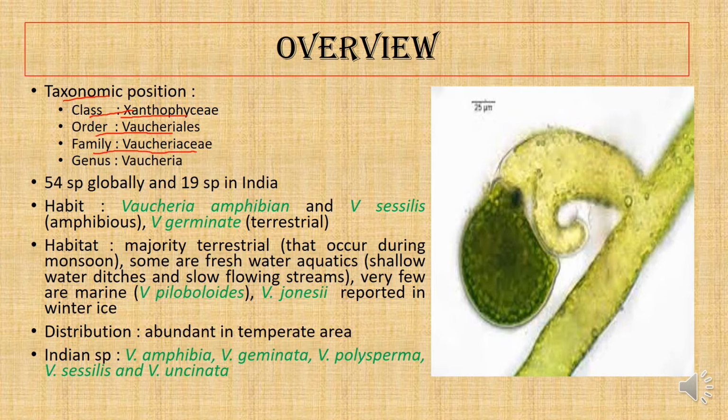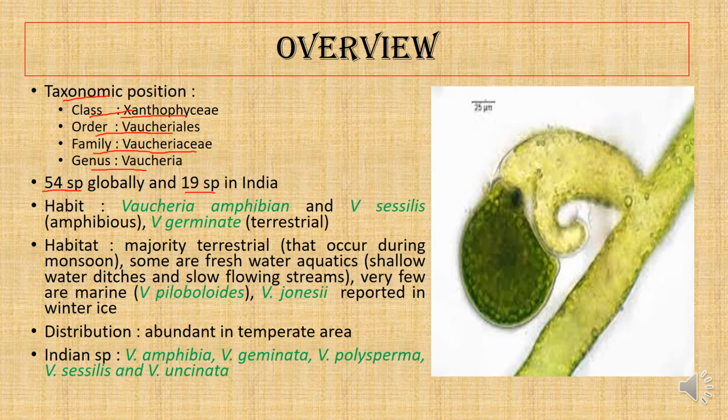This is the taxonomic position of Vaucheria, and in every question, whether you are asked to write the thallus structure, the reproductive structure, reproduction or life cycle, you should always mention the taxonomic position. Globally we find 54 species of Vaucheria, but in India we find only 19 species.